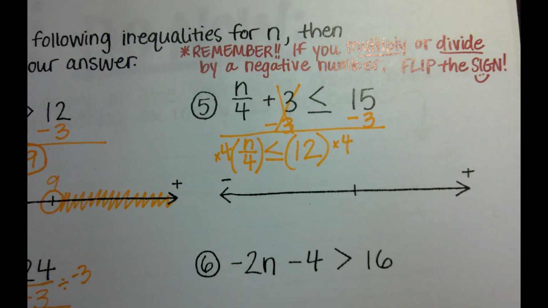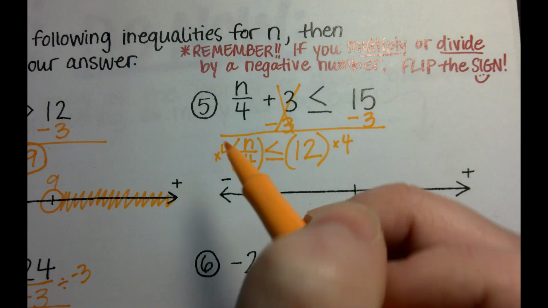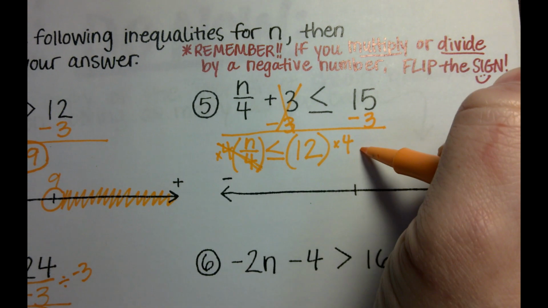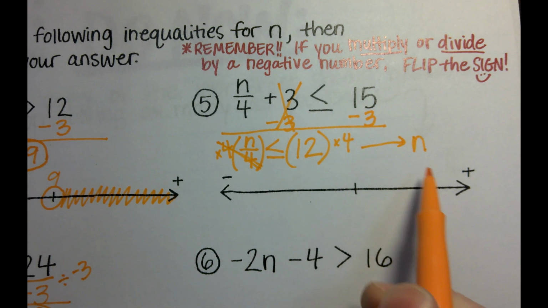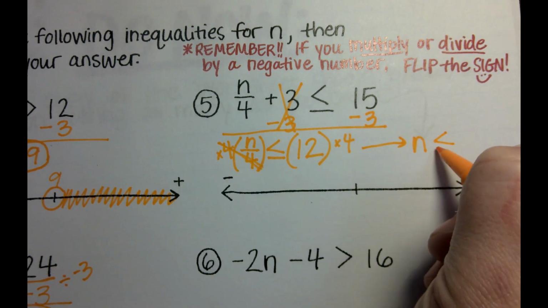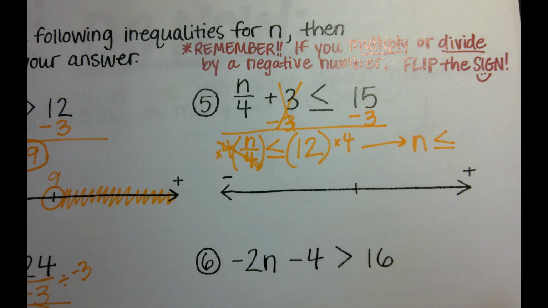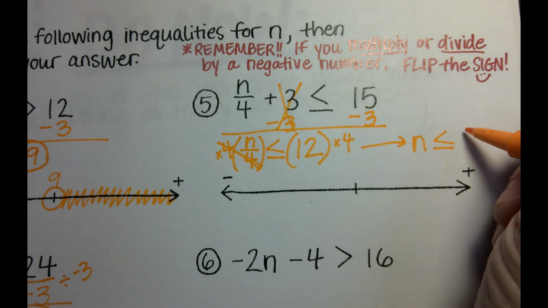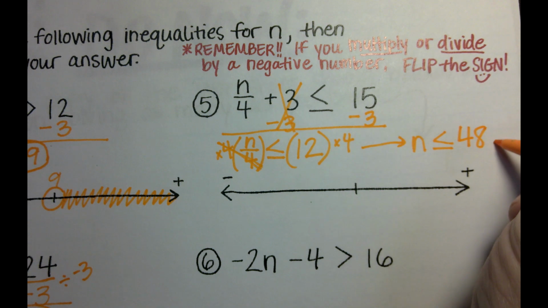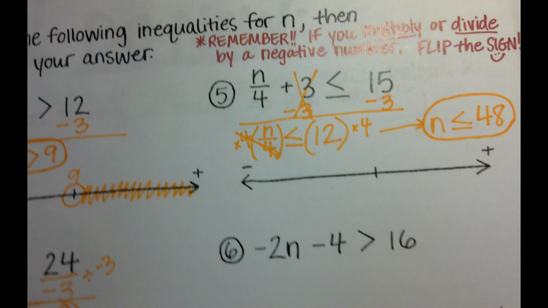Okay, so what happens on the side with the variable on my 4s? The 4s cancel, which is going to leave me with n by itself. And then I'll bring over my symbol: less than or equal to. It's okay, that is something I hear so many times; it's easy to say that. And then what's 12 times 4? 48. So we got n is less than or equal to 48.